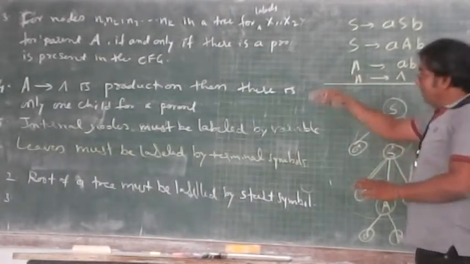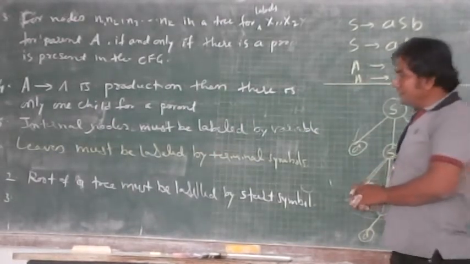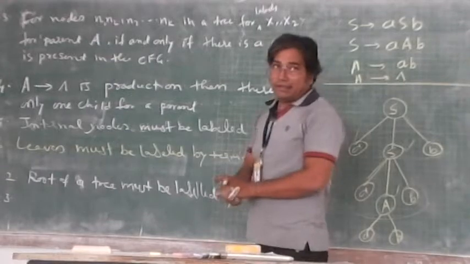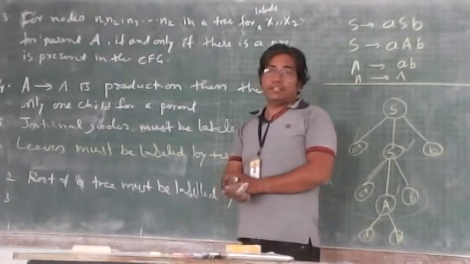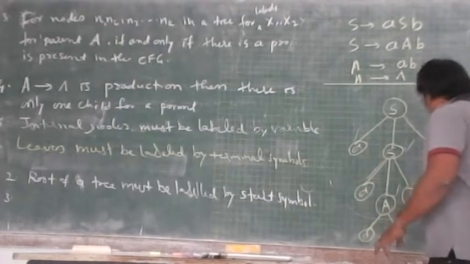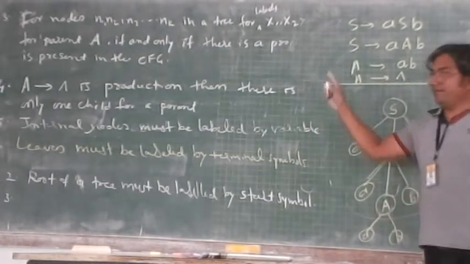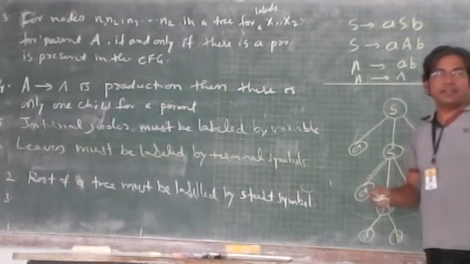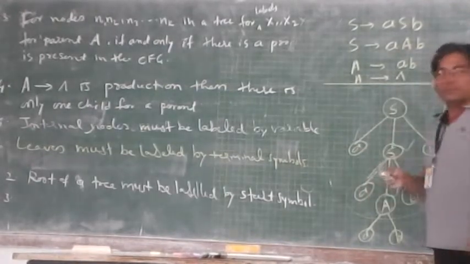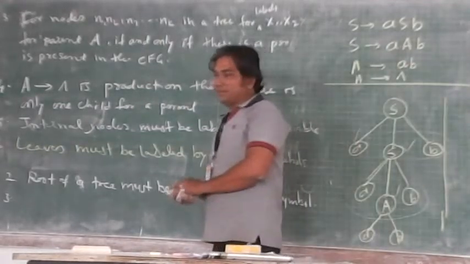So here I can clearly see that all my conditions for a derivation tree are satisfied. At that time, I can say this is a derivation tree. If any one condition is not satisfied, in that case, I won't say this is a derivation tree. Is it okay? Fine.